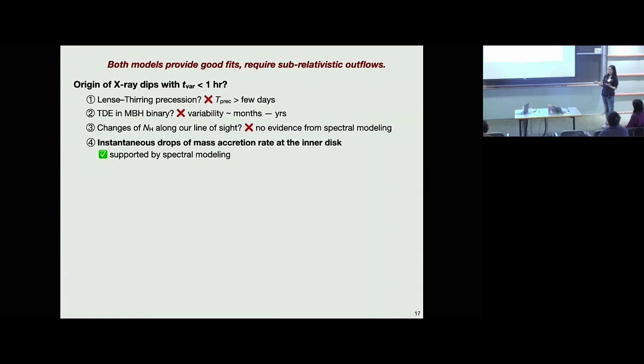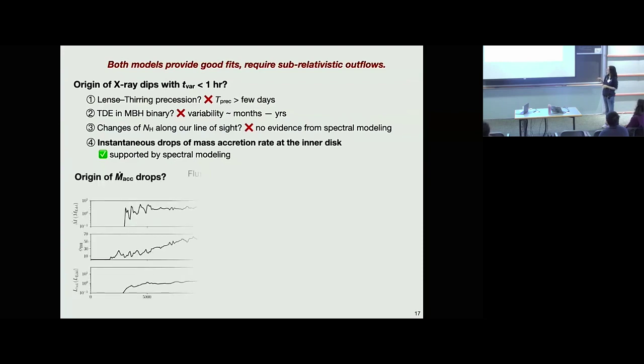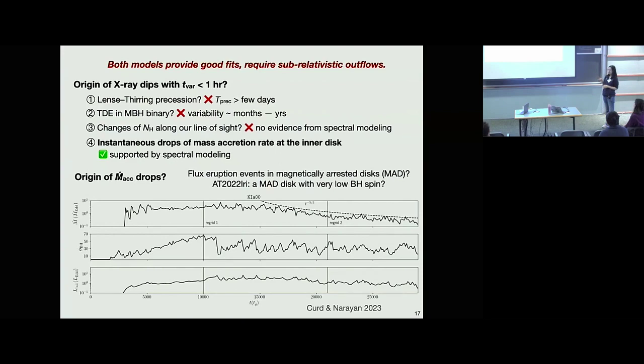And now the question is, what is the underlying triggering mechanism that's causing this very rapid accretion rate change? By reading the literature, I think a very promising scenario is instabilities in the magnetic field.